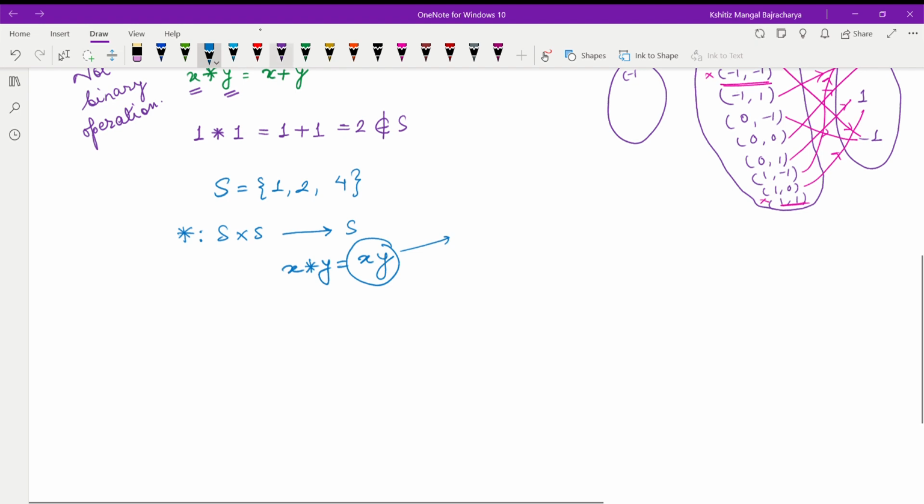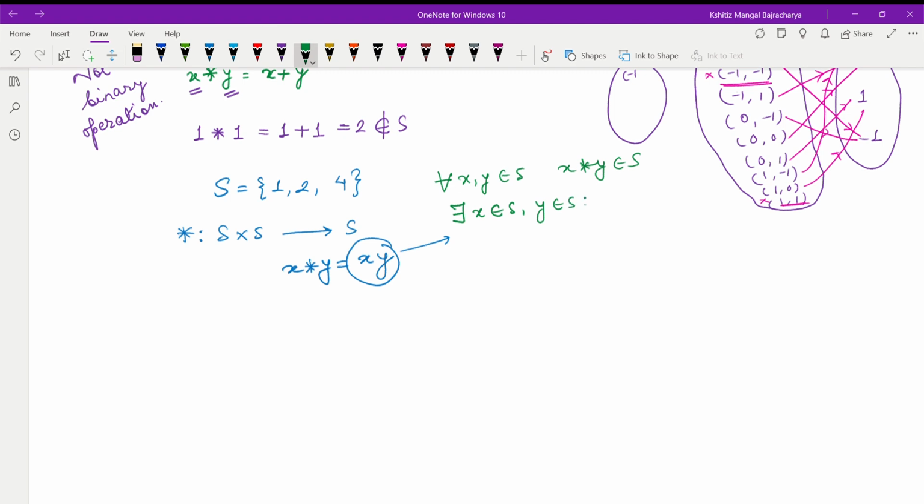Now, is this a binary operation? Obviously not, because if it were a binary operation, this condition would have been true for every x and y. So we're going to show that there exist x belonging to S, y belonging to S, such that x star y does not belong to S. This is the defining condition. This is its negation. Now this is a defining condition as per the definition of the function.